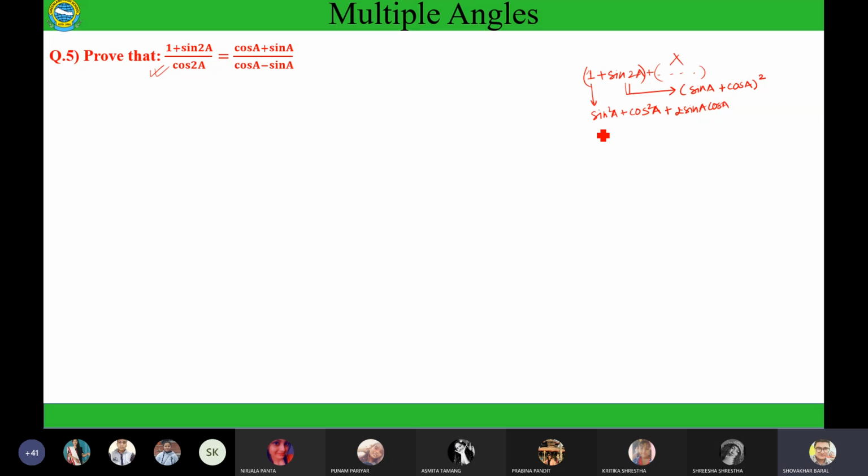Okay, so this is a square plus 2ab plus b square. So a square plus 2ab plus b square is a plus b whole square, that is sin a plus cos a whole square. And instead of this we can replace it by cos a plus sin a whole square. So my suggestion is that you remember this.